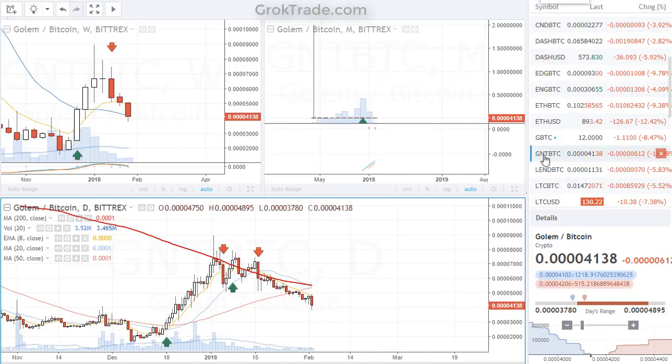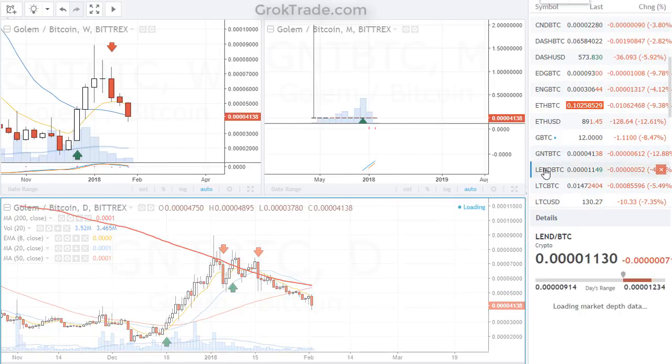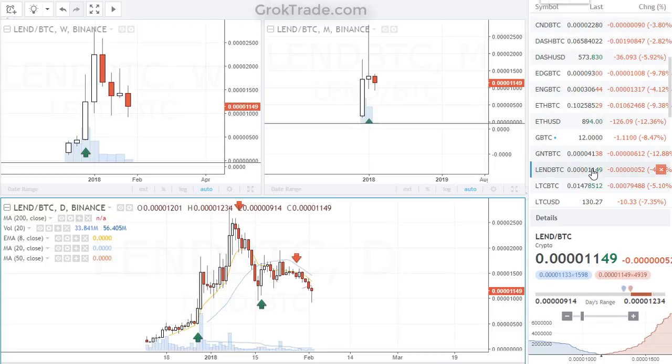And if you look at this, you'll see this weekly. We popped up. It's a nice bull pullback. So this thing's going to have to turn around on the weekly before I'm going to be remotely interested on the daily. Lend BTC.